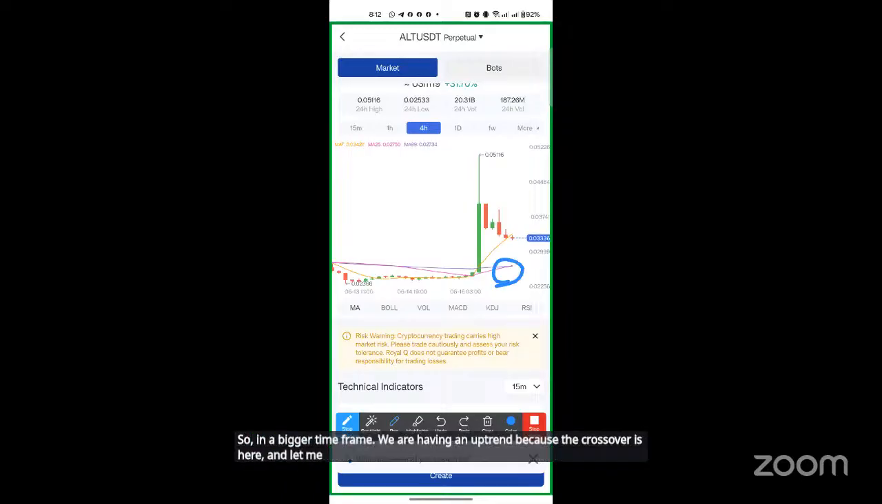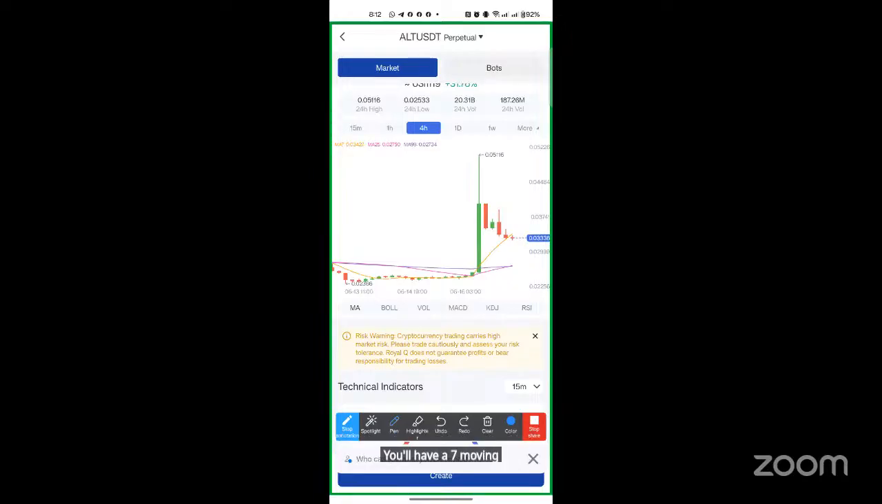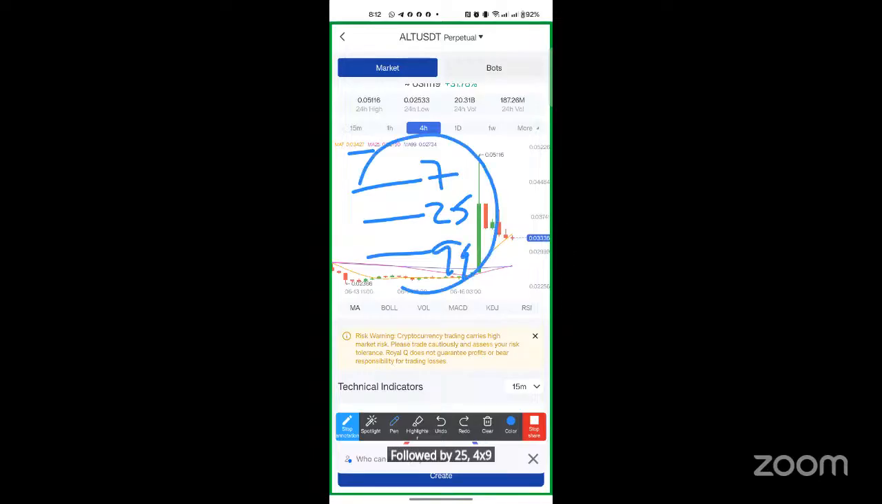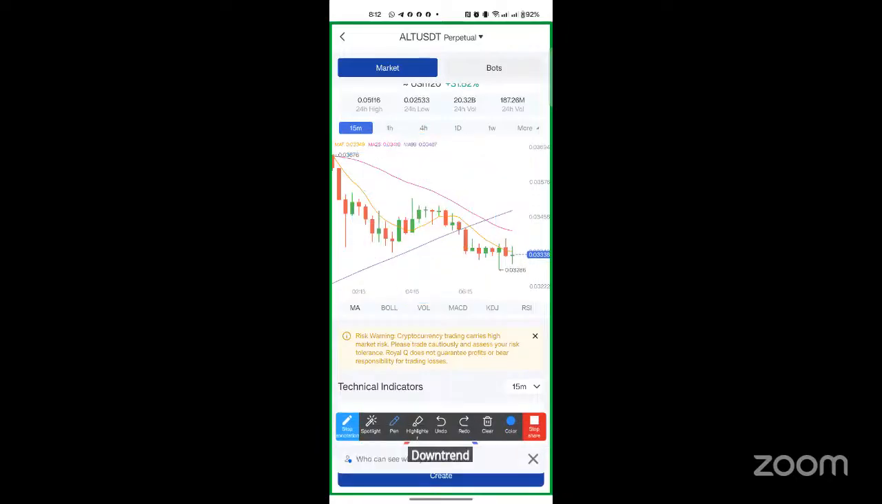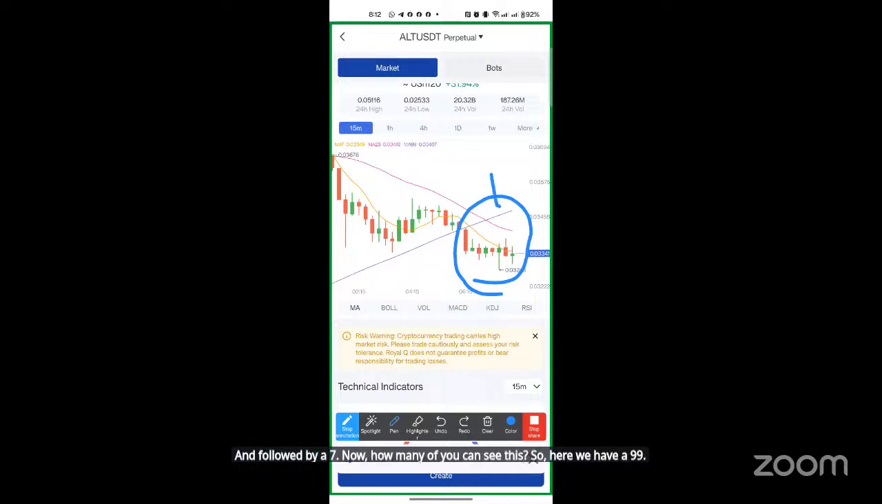And let me explain an uptrend. If you're an Android user, you'll have a 7 moving average. This should be 7, followed by 25, followed by 99. This is called an uptrend, starting from small, going to big. Let's look at what a downtrend is. A downtrend is where you are starting with a 99, followed by a 25, and followed by a 7. Now, how many of you can see this? So here we have a 99, followed by a 25, followed by a 7.